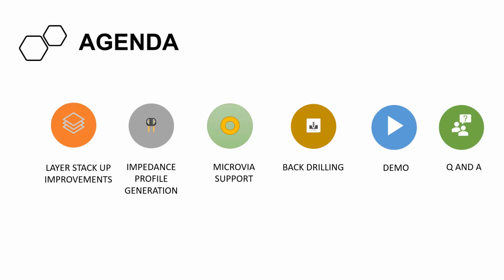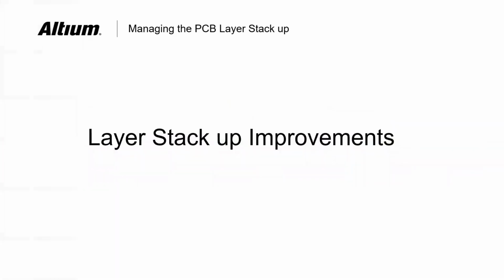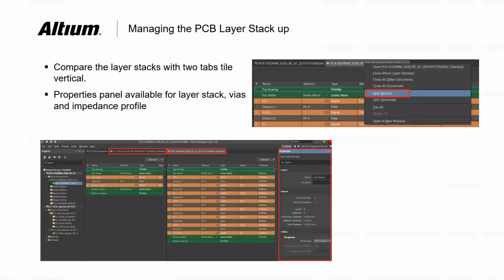Now let us go for the first topic, which is the layer stack up improvements. The first improvement is that we can now split the layer stack up in the user interface. If I have two PCBs and I want to compare the layer stack up, you can just compare them, either by the materials or by the layers, and you can also edit the layer stack up from the properties panel.